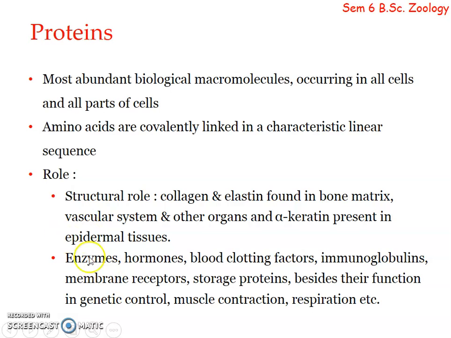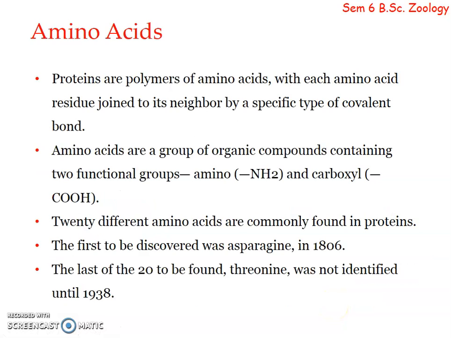Now, what are the diverse roles played by proteins? They are enzymes. The majority of enzymes are proteins; there are non-proteinaceous enzymes, obviously. Hormones, proteinaceous hormones are there. Blood clotting factors. All the blood clotting factors are proteins. Immunoglobulins, or what we call antibodies, are protein in nature. Membrane receptors, the receptors for various factors which are found on the plasma membrane of cells, are proteinaceous in nature. The storage proteins, obviously, are proteins, and besides, they also have a role in genetic control, muscle contraction, respiration, and plenty of others.